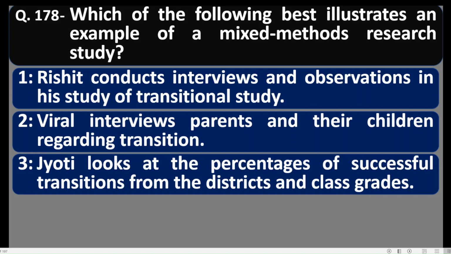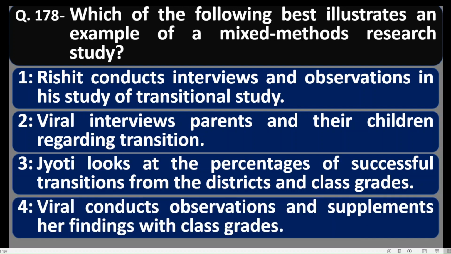Number 3, Jyoti looks at the percentage of successful transition from the districts and class grades. Percentage and class grades both are quantitative. And here number 4, Viral conducts behavior observations and supplements findings with class grades. Here observations are qualitative data and class grades are quantitative. So it is mixed method.